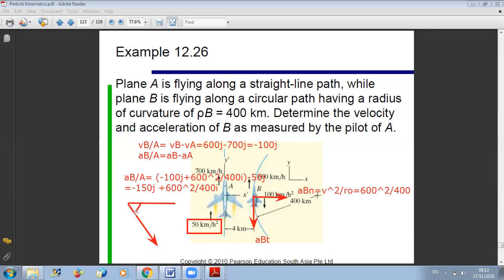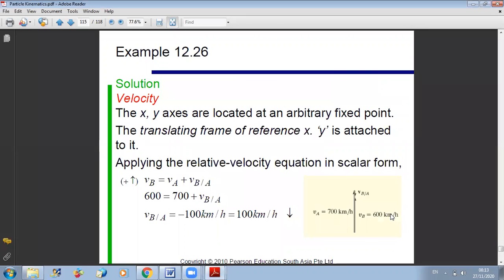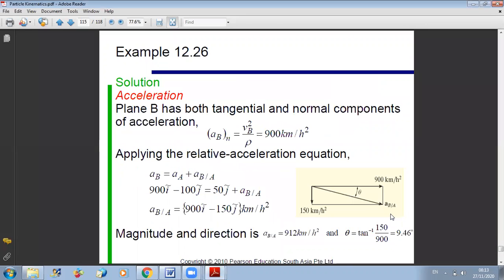Any question on this? Okay. So as you can see here, this is a vector, and to find theta, we do tangent minus 1 of 150 over 900. We get the angle here.